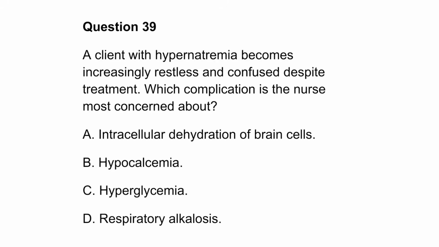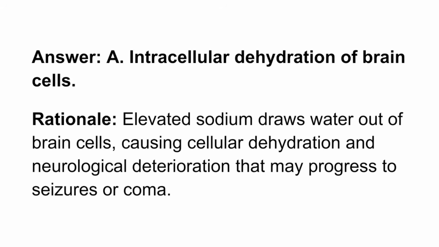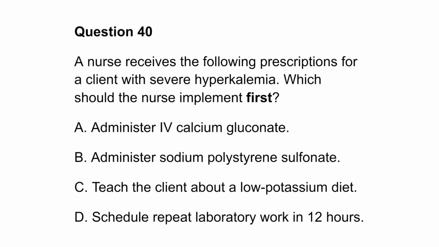Question 39. A client with hypernatremia becomes increasingly restless and confused despite treatment. Which complication is the nurse most concerned about? A. Intracellular dehydration of brain cells. B. Hypocalcemia. C. Hyperglycemia. D. Respiratory alkalosis. Answer: A. Intracellular dehydration of brain cells. Rationale: elevated sodium draws water out of brain cells, causing cellular dehydration and neurological deterioration that may progress to seizures or coma.